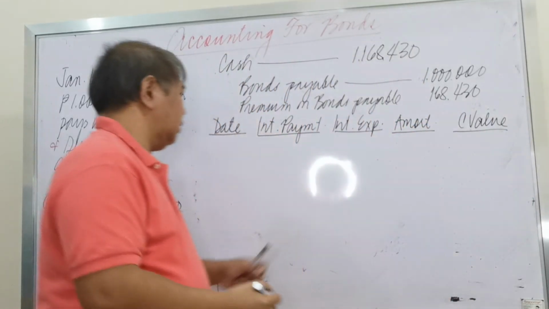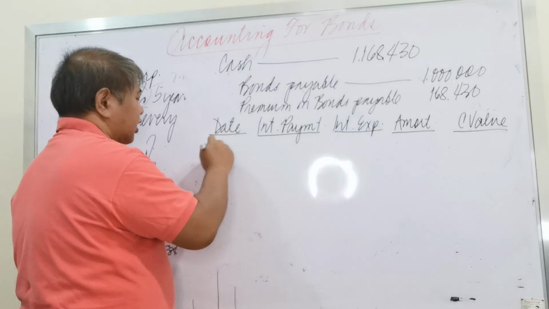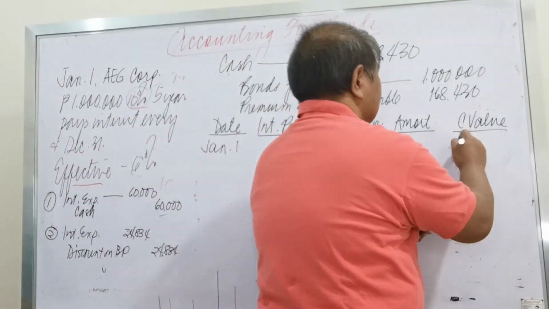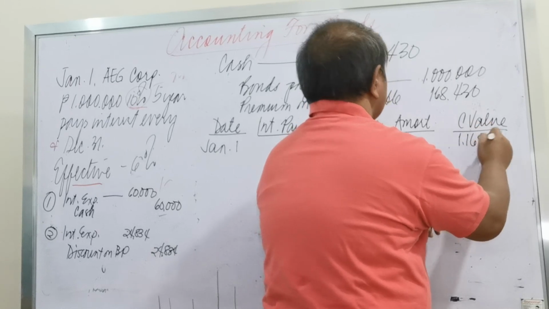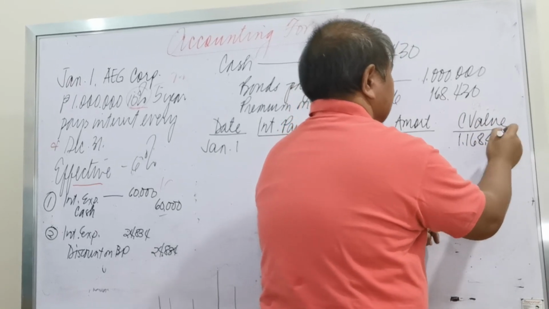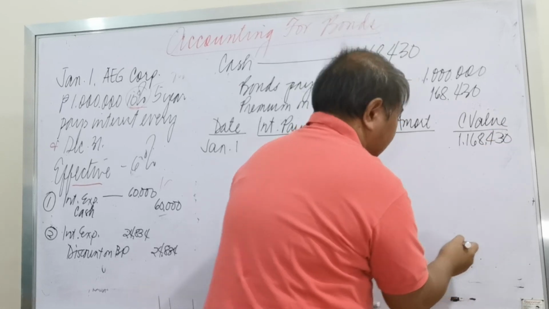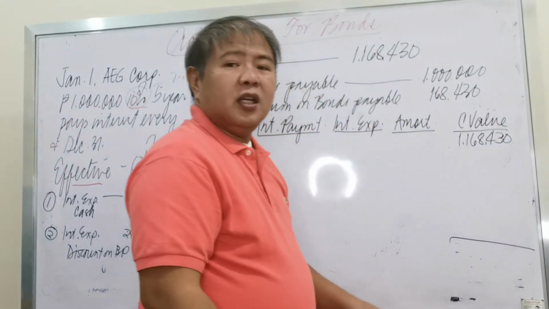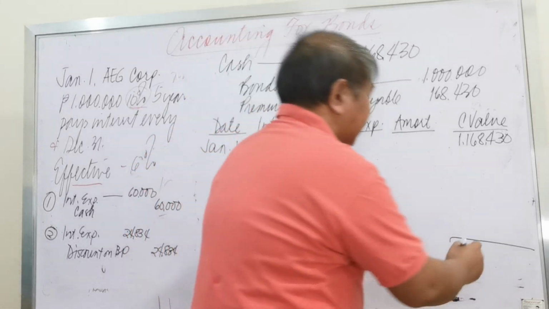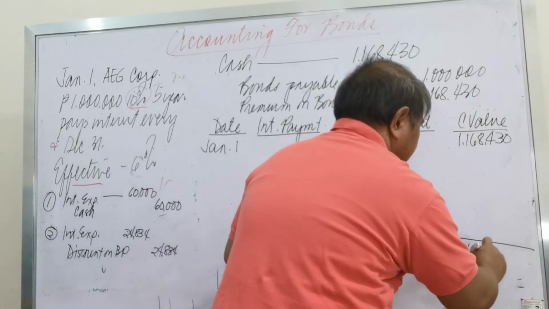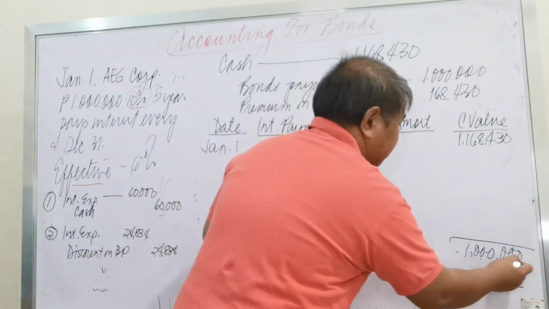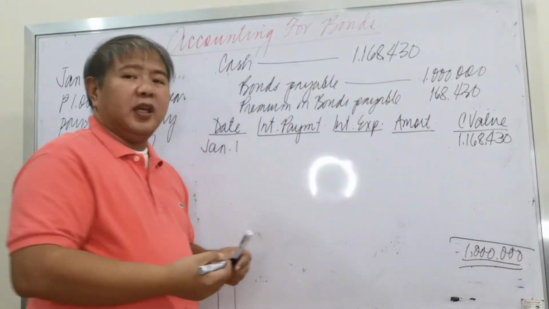Okay. And then we have January 1, which is the date of the transaction. So the carrying value is 1,168,430. Again, the objective is for us to bring this 1.1 million down to 1 million at the end of the 5th year. Okay? Because this is the principal amount of the obligation.